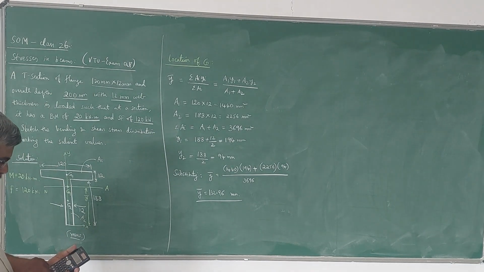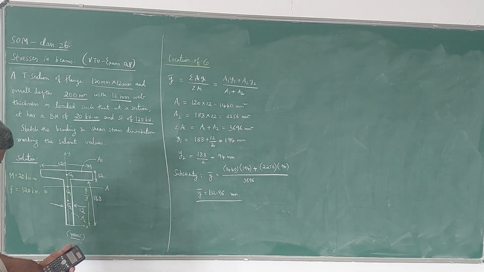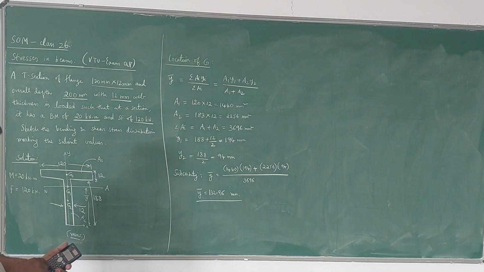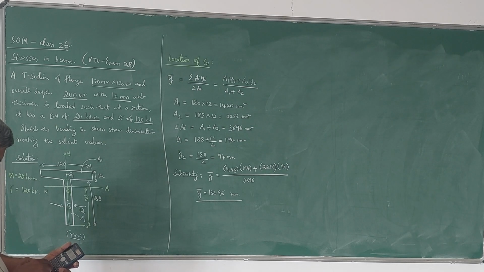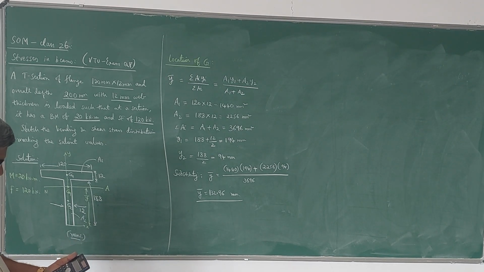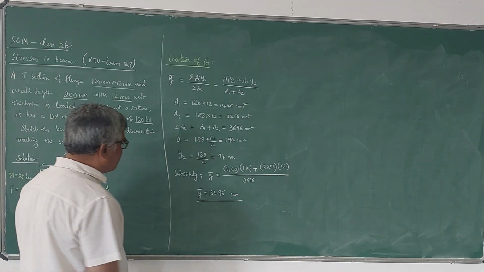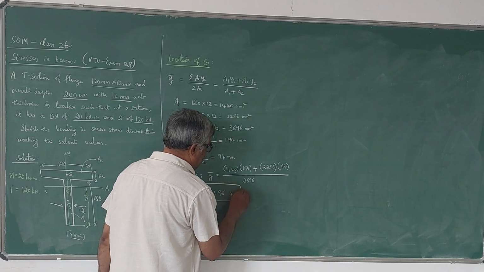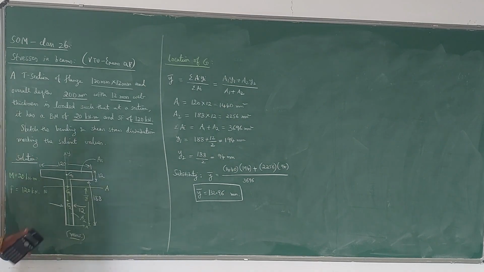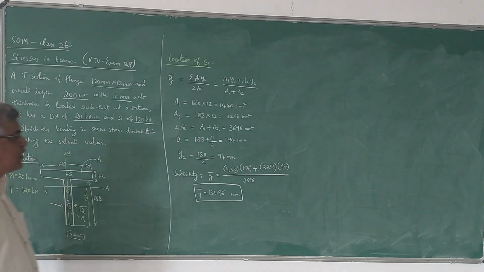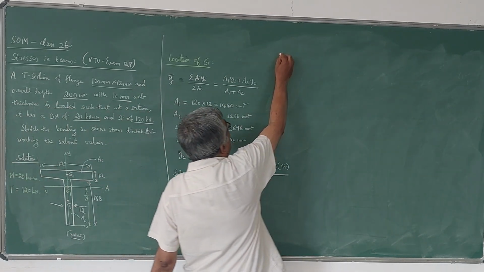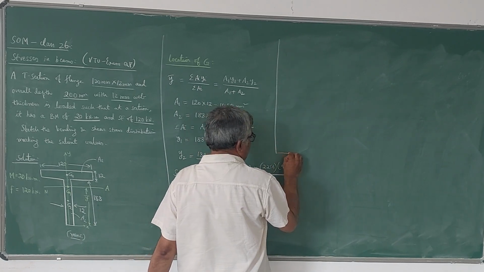Once again I will check. 1440 multiplied by 194 plus 2256 into 94 divided by 3696, so 132.96 mm. So this is the distance of centroid from the x-axis. Now once we have this distance, we can find out the moment of inertia also.